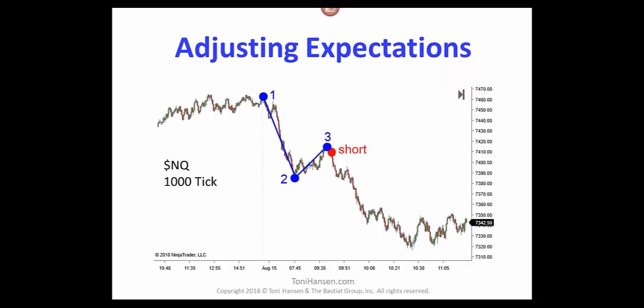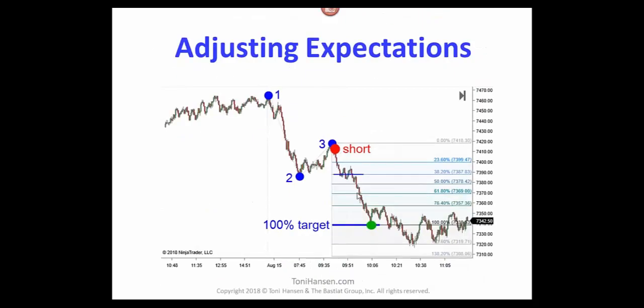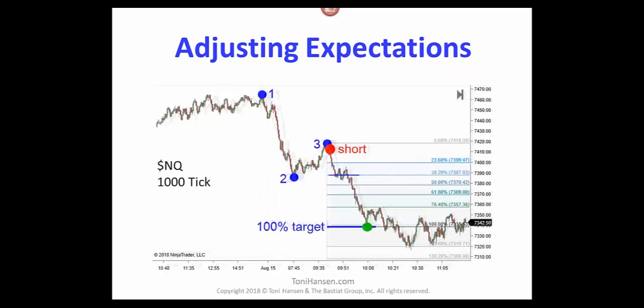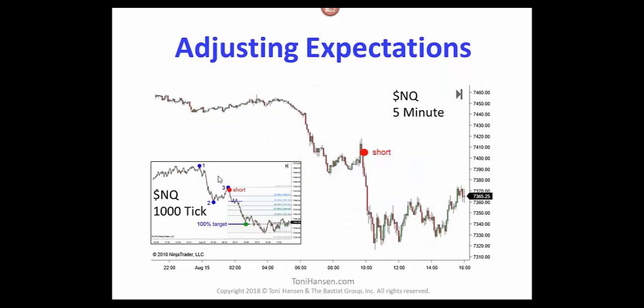Here's our two-wave continuation, and you'll notice that momentum on this tick chart looks pretty comparable, right? So 100% is a very reasonable target based upon that, but it goes past that 100% level. Why does it go past the 100% level? Because while the tick chart has comparable momentum, the time frame chart has faster than average momentum.